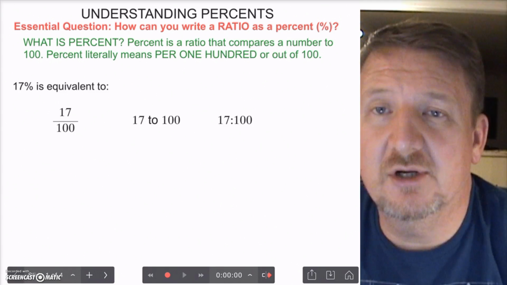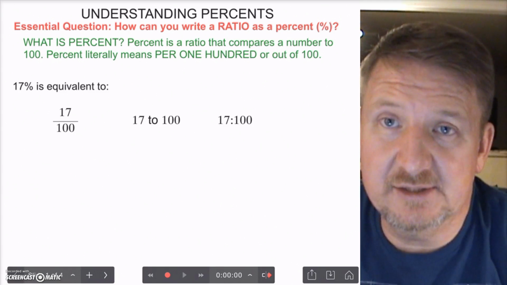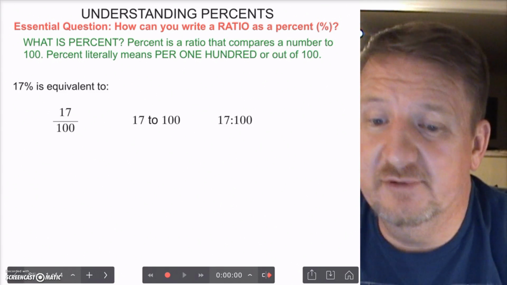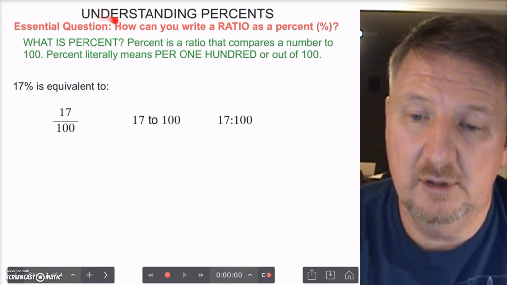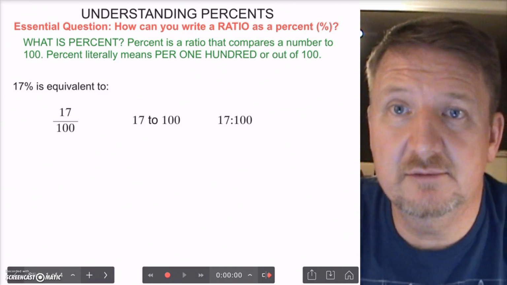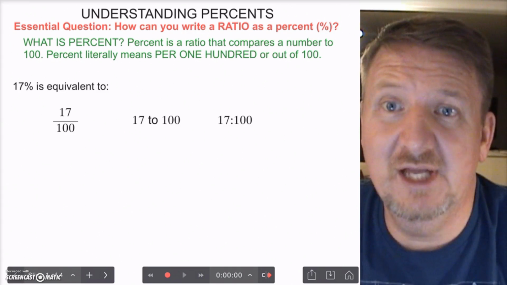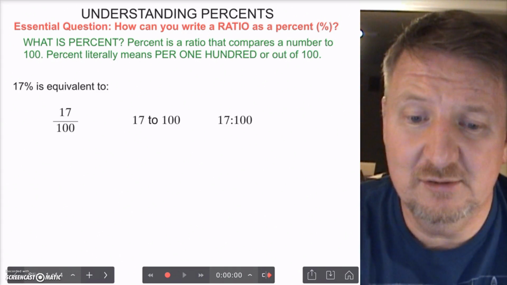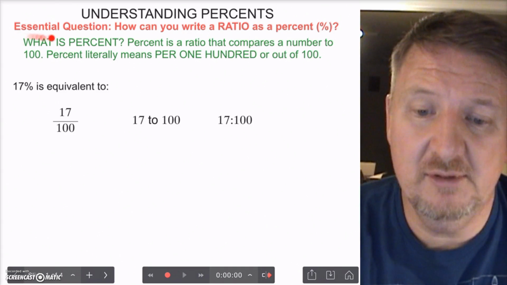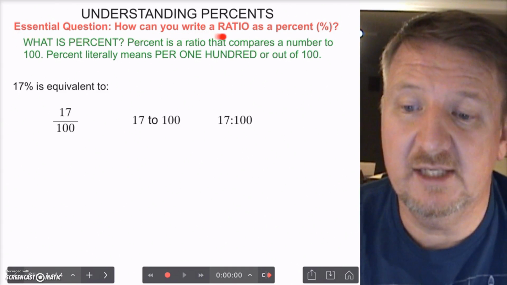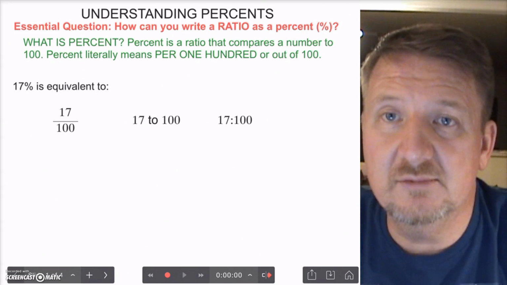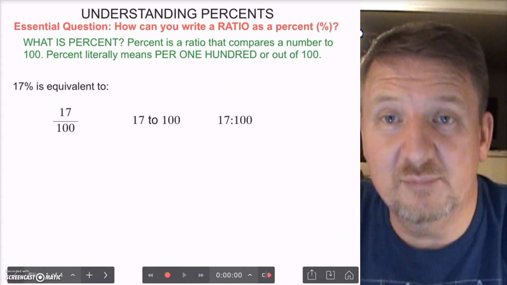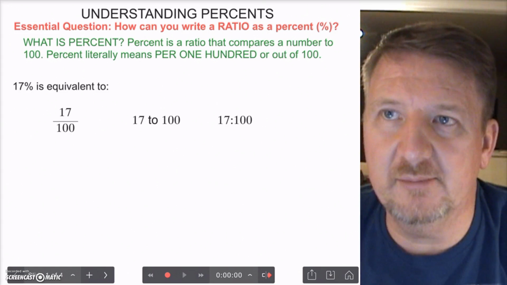Today we're going to start talking about percents. Matter of fact, our video is entitled Understanding Percents. Okay, so let's start understanding them. Our essential question, or what I want you to know by the end of the video, is how can you write a ratio as a percent? And this little symbol here is the representative for percent. So whenever you see that, you're talking about percents.